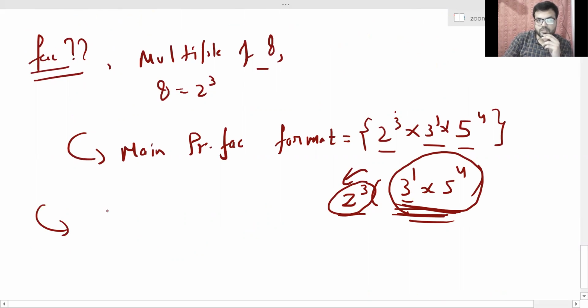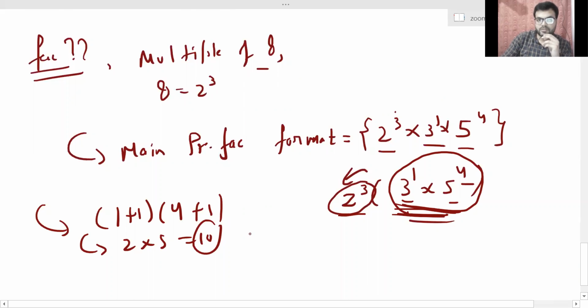So the power of 3 is 1. In the first bracket take 1 and then add 1. Second bracket, what is the power of 5, which is 4. In the second bracket, take 4, which is the power of 5, and then add 1. So you will get 2 into 5, which is 10. Okay, so 10 is the total number of factors which are the multiple of 8. So these are 10 factors.